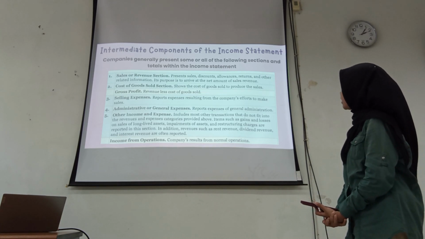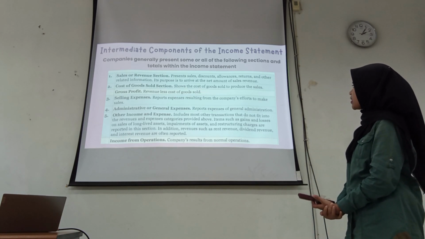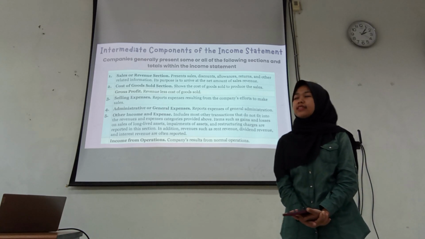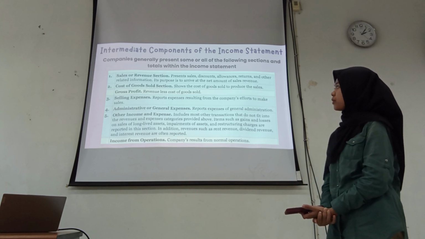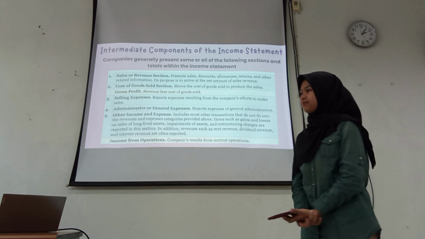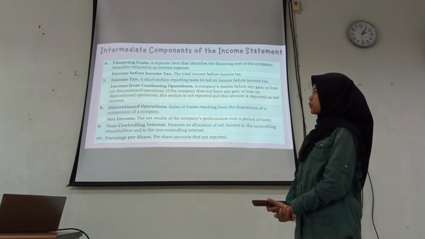Intermediate components of the income statement. Companies generally present some or all of the following sections and totals within the income statement. So we can see all of these in our intermediate accounting book at chapter 4. And this is also from the book.